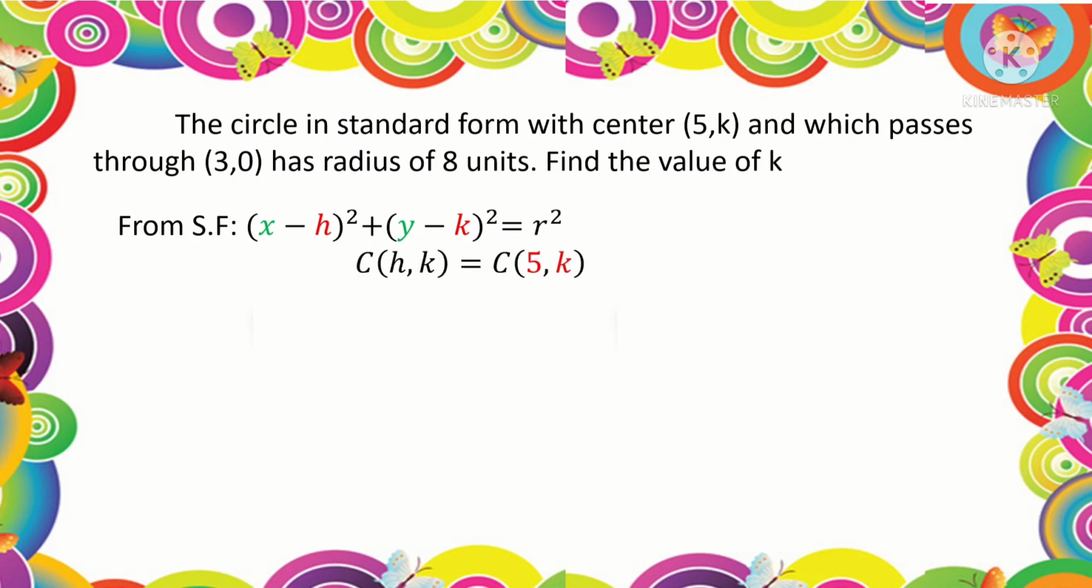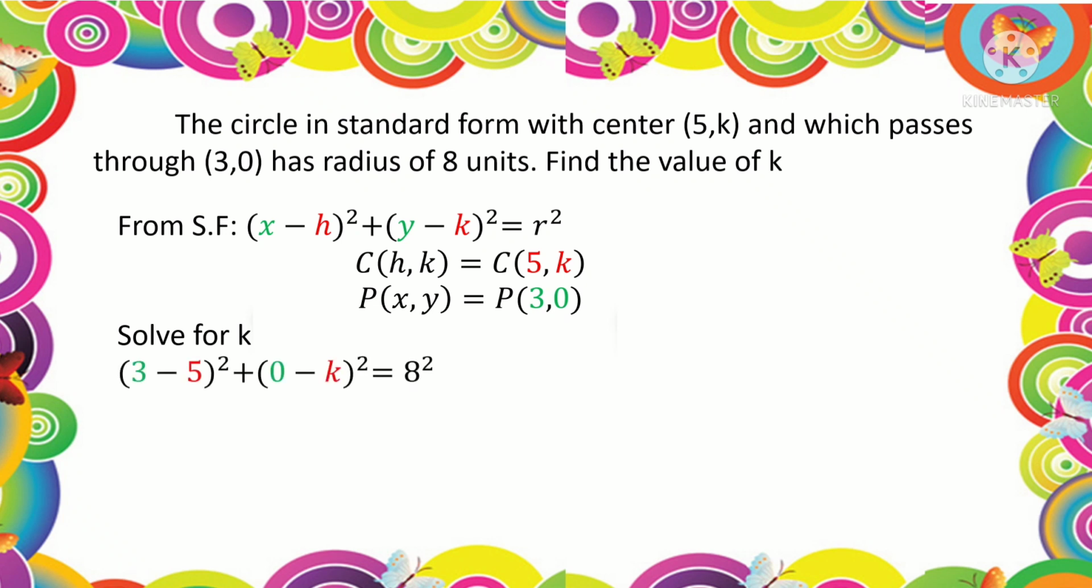We have the center (h, k), which is equal to the center of the said circle (5, k), where k is unknown, and one of its points (x, y) is the point (3, 0). The radius is 8 units. Solve for k.